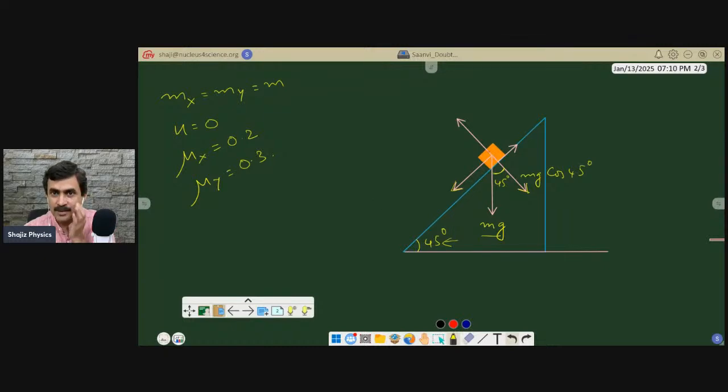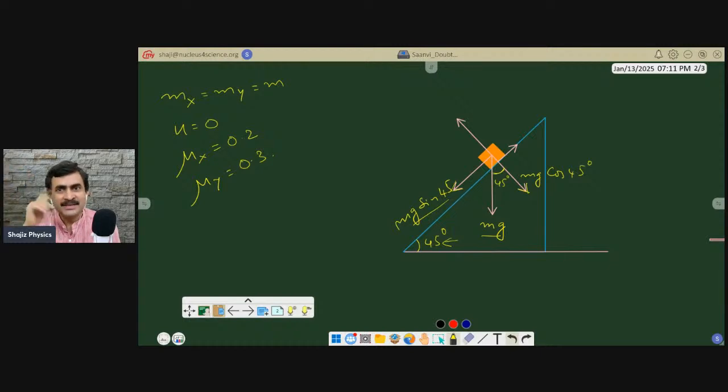Similarly, the other component, which is parallel to the surface or perpendicular to the component mg cos 45, is mg sin 45. So two components, mg cos 45 and mg sin 45. mg cos 45 is acting perpendicular to the surface. At the same time, mg sin 45 is acting parallel to the surface. And this mg sin 45 is trying to pull the box down the slope.